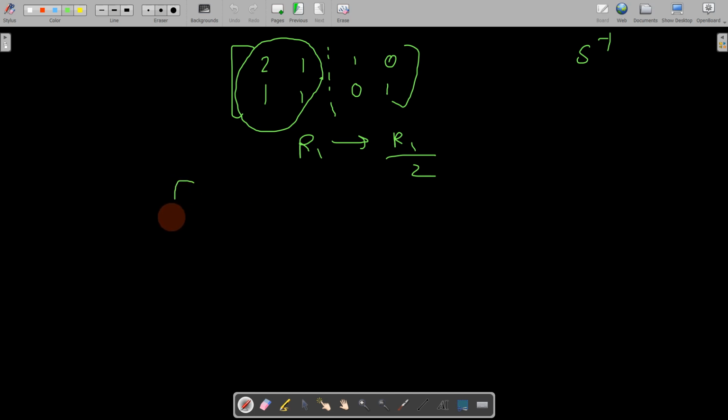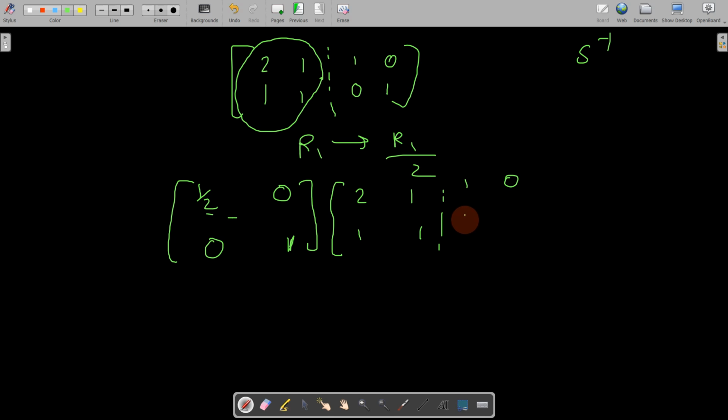We will multiply by the elementary matrix, pre-multiply. So half times the first row, and 0 times the second row will be your new first row. And 0 times the first row and 1 times the second row will be the new second row. This is how an elementary matrix, elimination matrix is written. 2 1 1 1, 1 0 0 1. Okay, so after doing the operation we will get over here.